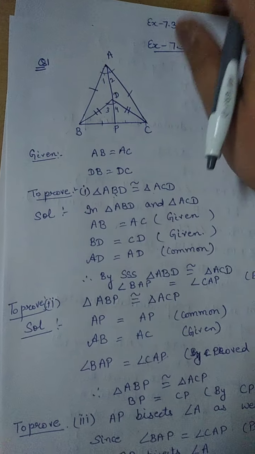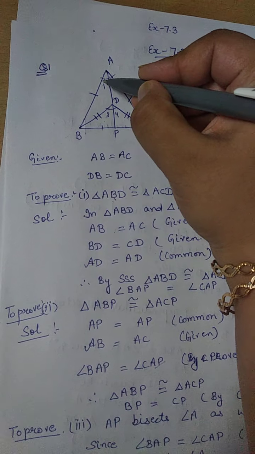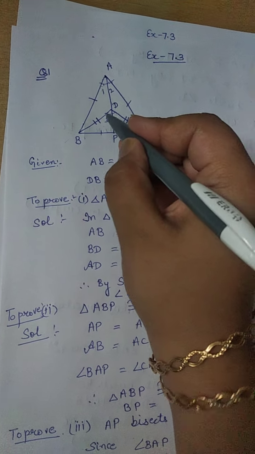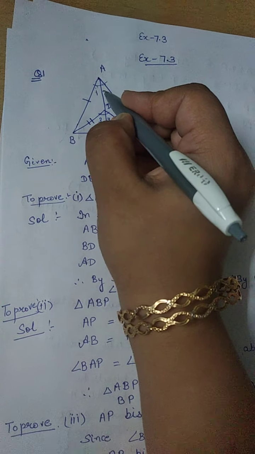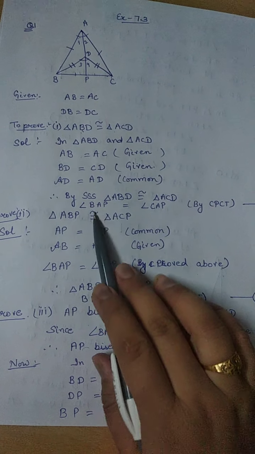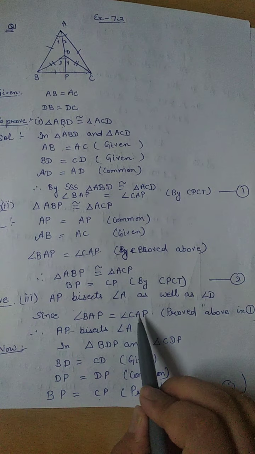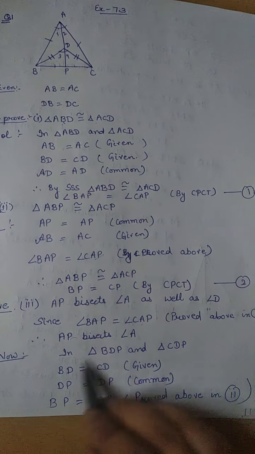Now we can easily see that AP will bisect angle A and angle D as well, because angle 1 is equal to angle 2. We have proved above that angle BAP is equal to angle CAP. And with the help of the congruence criteria of these two triangles, we can say that angle 3 is equal to angle 4, or angle BDP is equal to angle CDP. So which implies that DP bisects angle D and AP bisects angle A as well, right?